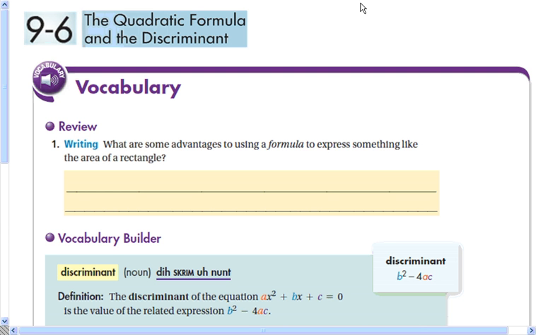Let's quickly do this review here. I think there's some things on here you might have some trouble with, so I'm just going to go through them with you. Number one says, what are some advantages to use a formula to express something like the area of a rectangle? An advantage would be you can use it on any rectangle. So there's universal application.